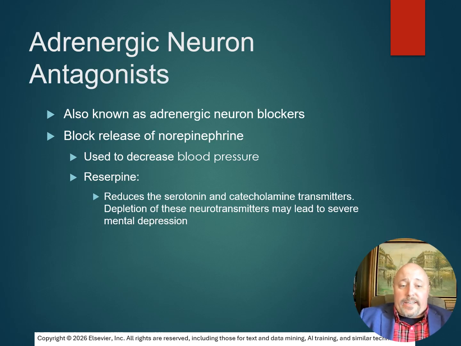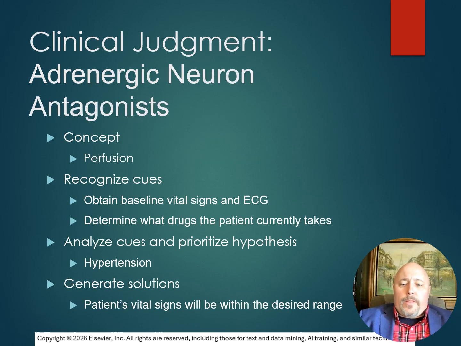Adrenergic neuron antagonists, also known as adrenergic neuron blockers, block the release of norepinephrine and are used to decrease blood pressure. They reduce the serotonin and catecholamine transmitters, and the depletion of these neurotransmitters may lead to severe mental depression. They work under the concept of perfusion, and it's key for you as the nurse to recognize cues and obtain baseline vital signs as well as an ECG, and help determine what drugs the patient currently takes that could be an interaction.